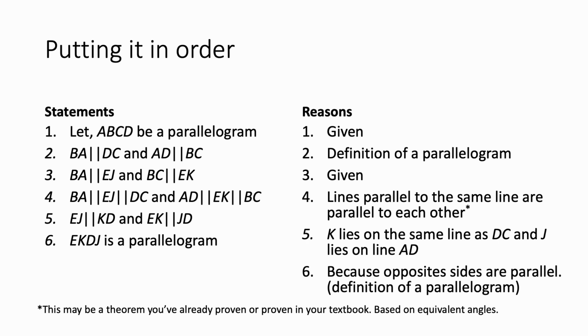Lastly, so now we've proved it. We've proved that opposite sides are parallel. Reason number 6. So EKDJ is a parallelogram. And we're done. That's it in 6 steps. So you see, I worked backwards, and now I'm just reorganizing this into first to last order. Now, for a few more statements. This is it. That's done.